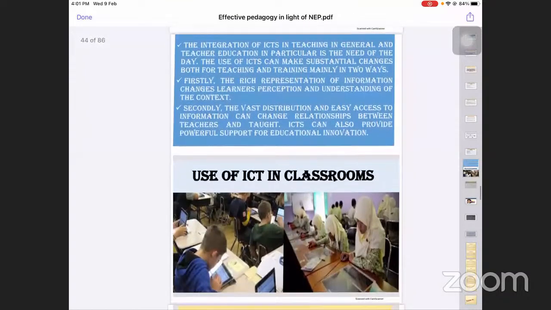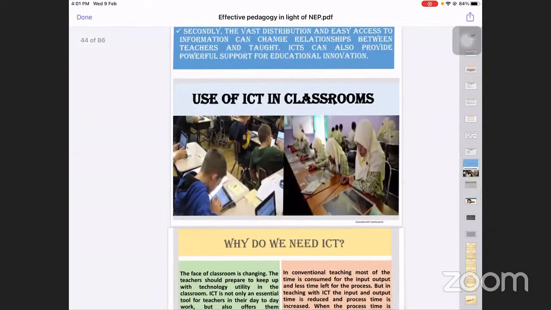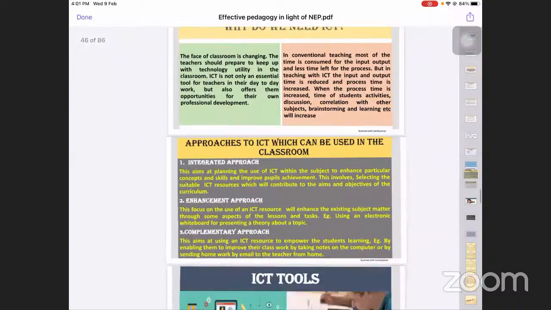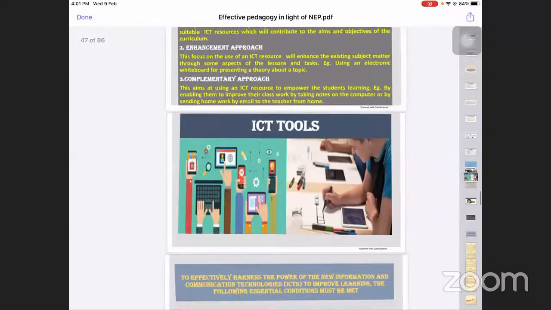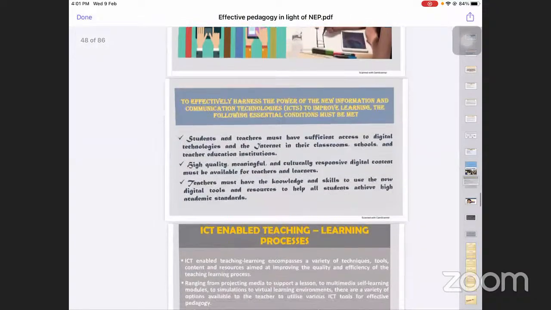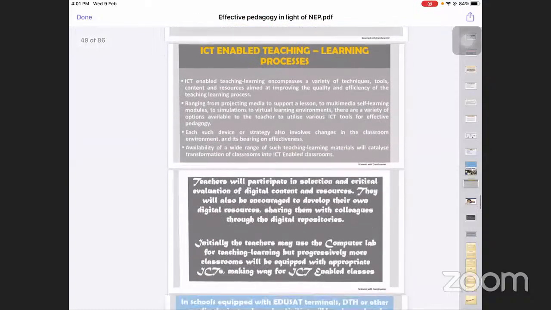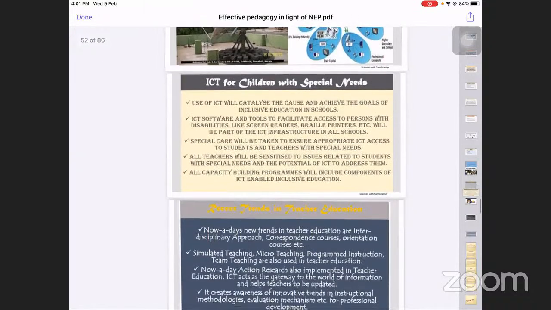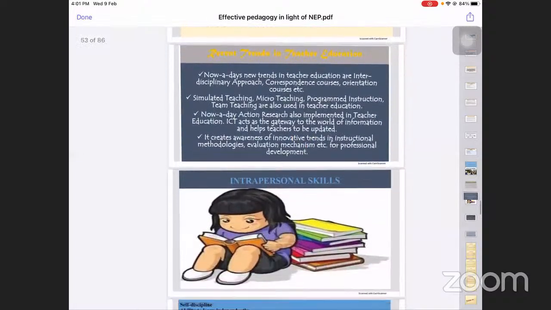Why do we need ICT, and approaches to ICT. This is related to teacher training colleges. Also, for students having special needs, we have developed ICT software for them.